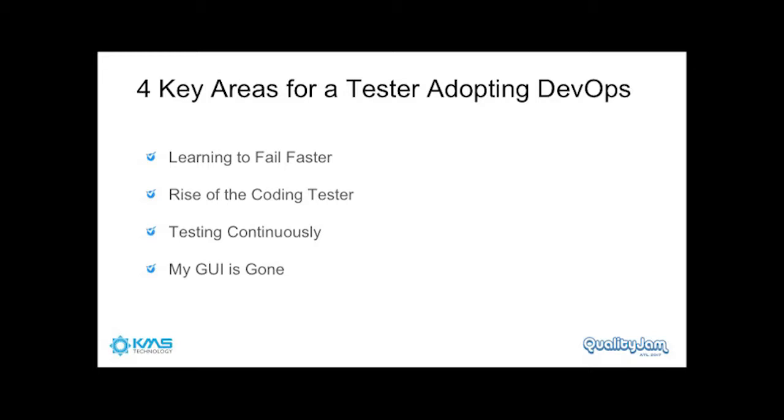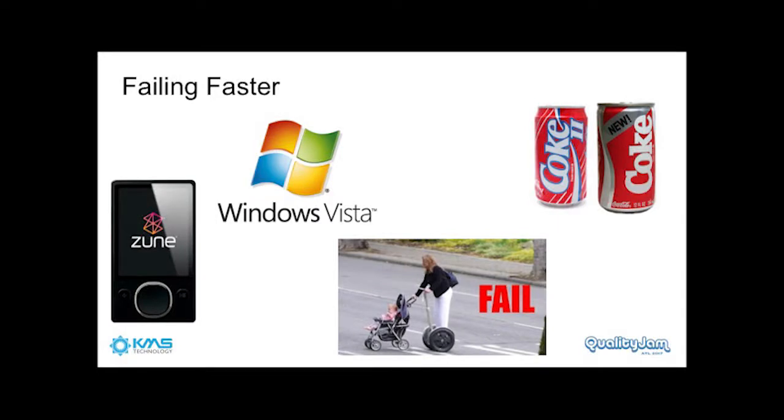And why do I need to now learn to test every step of the process instead of just wait for the developers to hand me the code? And what happens when you don't have a GUI you can rely on? So let's talk about some failures. Everybody remember the Zune?